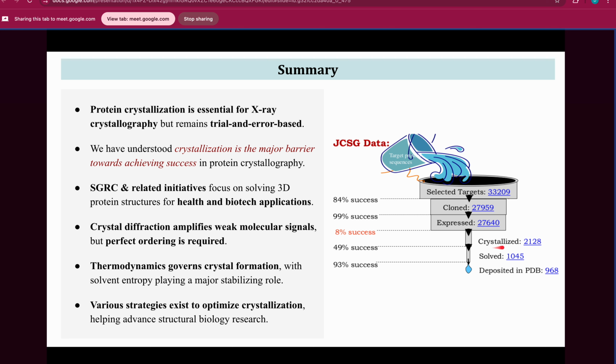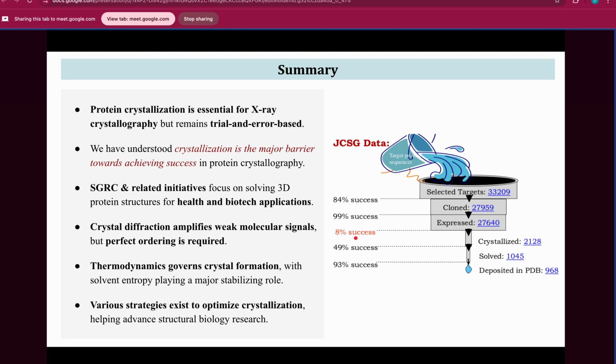So it is hindering because we are not able to crystallize the maximum or majority of the proteins. So this shows that crystallization is the major barrier. And out of these crystallized structures, the solved ones are 1045, which is about 49% success. And then from these solved, the structures which are deposited in PDB, there is a 93% success rate. So by looking at this data, we are clearly able to see that crystallization is the major barrier.